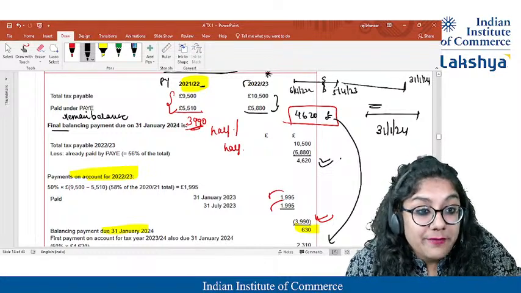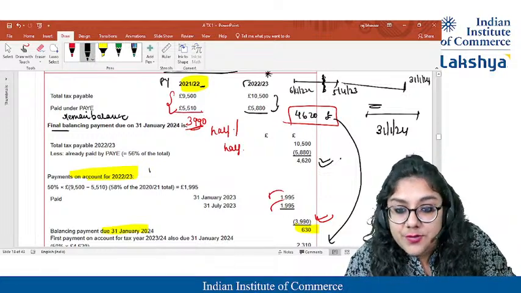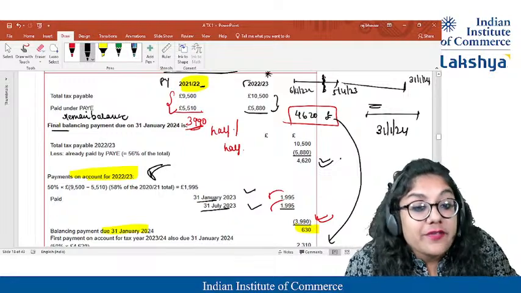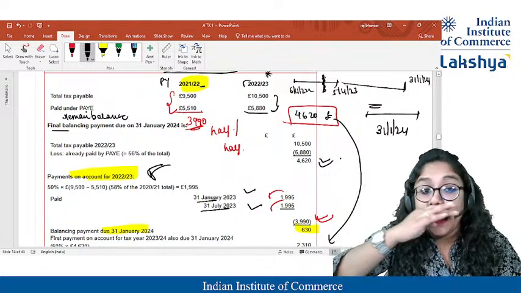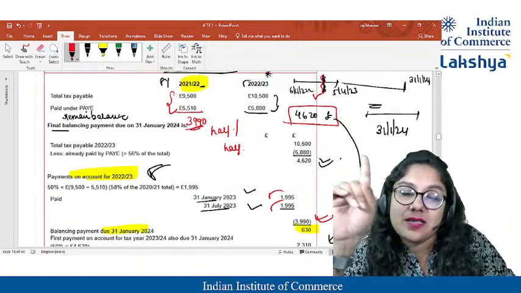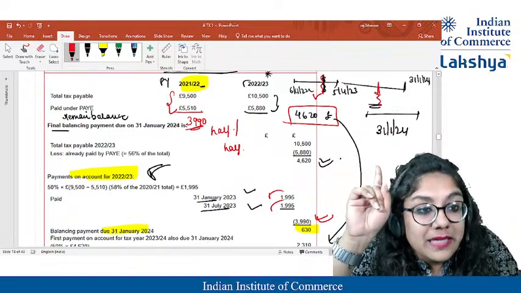And in between also I have to make the payments. So the in-between payment is this. 31st Jan I will pay this much. 31st July I will pay this much. Agreed? Yes or no? In this period I will pay half of the previous year. I will pay half of the previous year. Agreed? Yes or no?